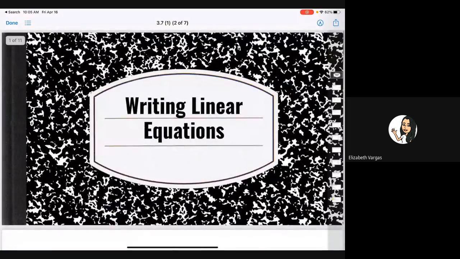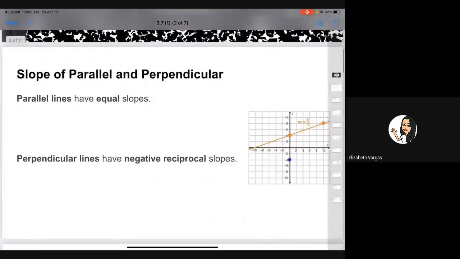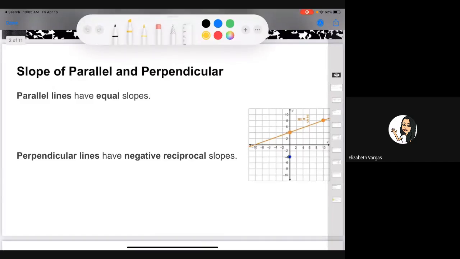So today we're going to look at writing linear equations. More specifically, we're going to use the information that we learned Wednesday about parallel and perpendicular lines, and we're going to actually write equations for parallel and perpendicular lines today. So just a reminder that slopes of parallel lines are equal and slopes of perpendicular lines are negative reciprocals.